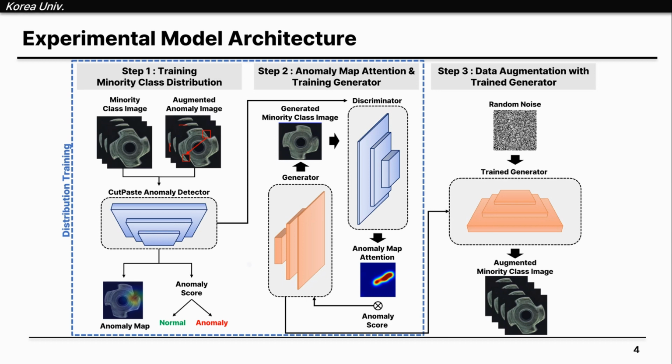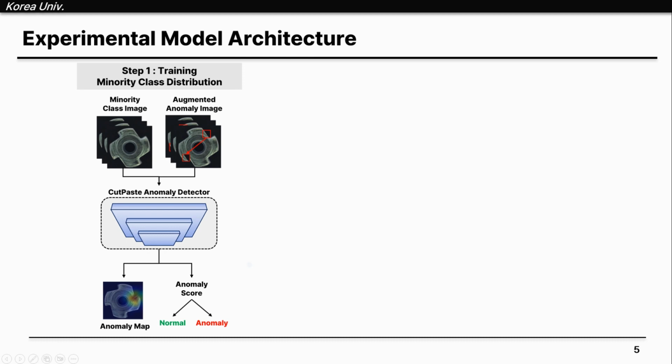The goal is to learn the distribution of minority class images through steps 1 and 2 and finally derive fake images from the minority class image distribution to augment that class. I will explain the process of the model. First, I learned the distribution for the minority class.